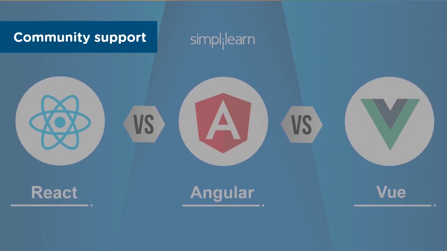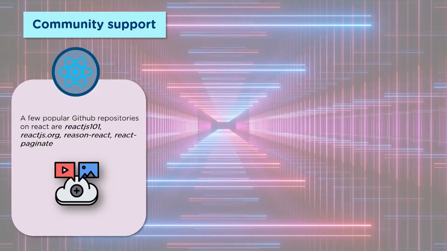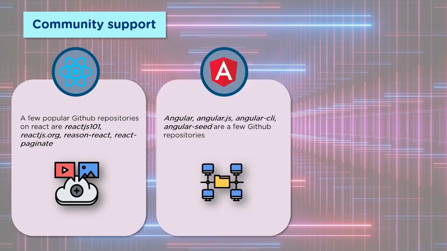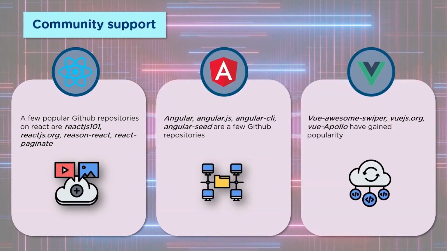Since all these tools are open source, they have a large developer community. There are a few popular GitHub repositories for React such as React.js 101, reactjs.org and so on. You can raise queries, solve a few and connect with the larger community that's working on React. Here are a few repositories for Angular. Vue also has a few popular repositories. You can commit, download third-party plugins and also explore these stacks even deeper. All of them surely have a very happening community.